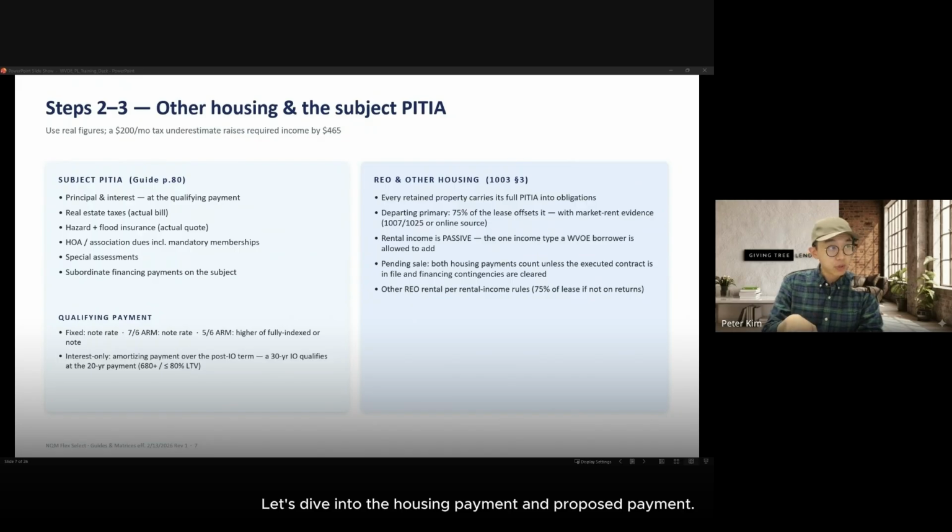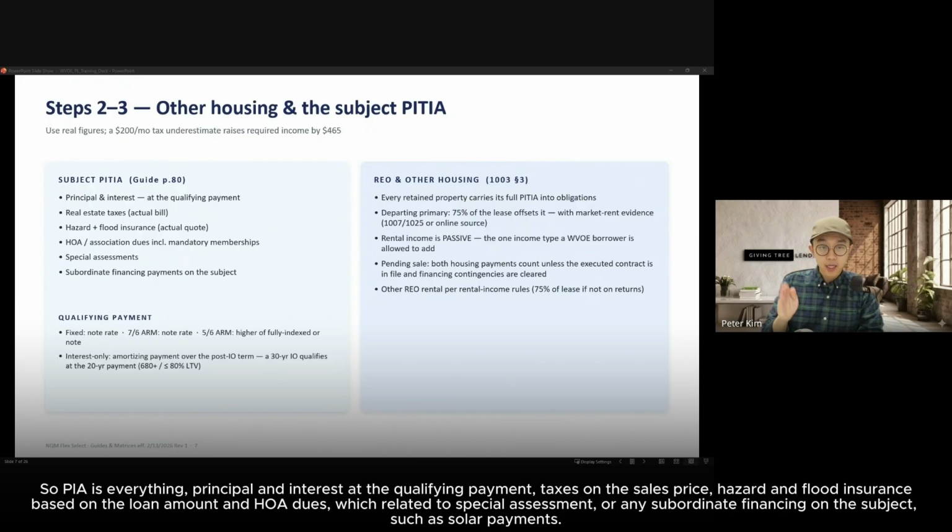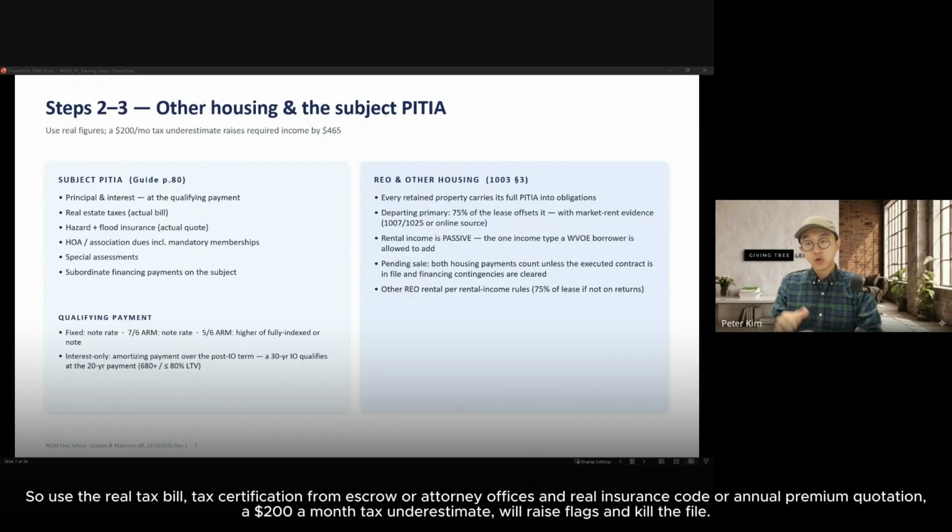Let's dive into the housing payment and proposed payment. PITIA is everything: principal and interest at the qualifying payment, taxes on the sales price, hazard and flood insurance based on the loan amount, and HOA dues, which relate to special assessments or any subordinate financing on the subject, such as solar payments. So use a real tax bill, tax certification from escrow or attorney offices, and a real insurance quote or annual premium quotation.